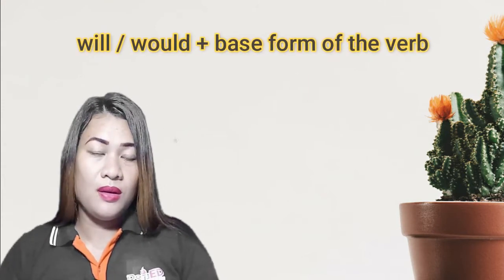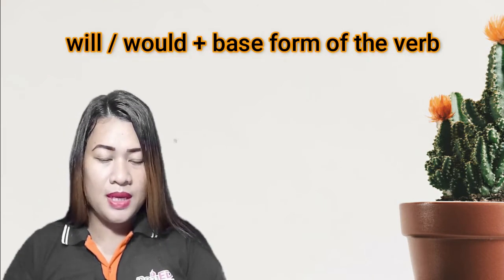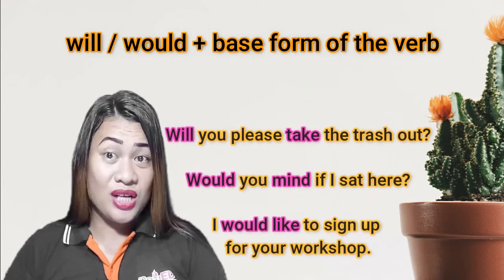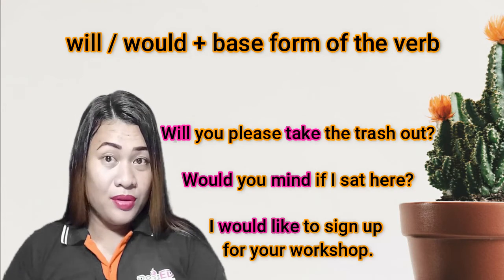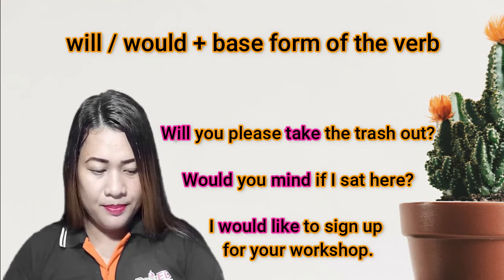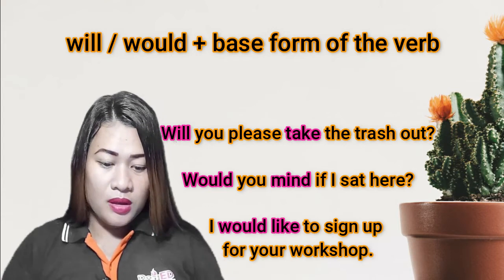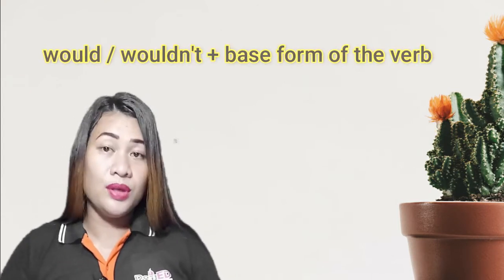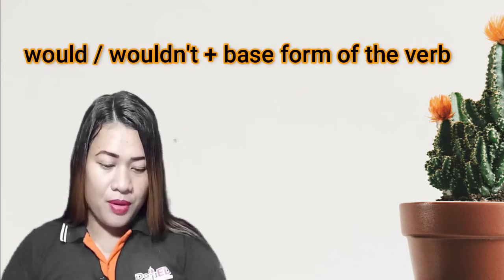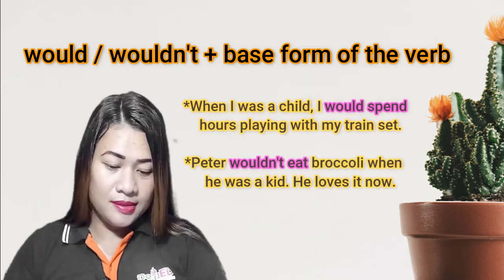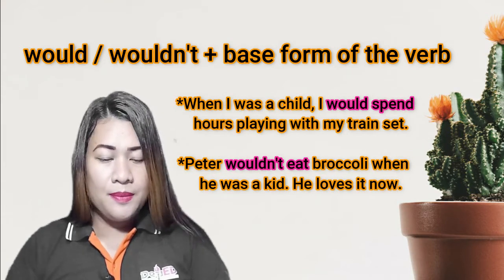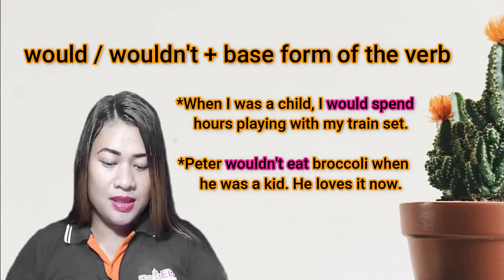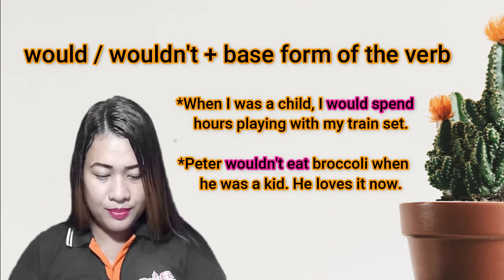In a polite request or statement, you can have this: will or would plus base form of the verb. Example: will you please take the trash out? Would you mind if I sat here? I would like to sign up for your workshop. And if it is a habitual past action, you can use this one: would or wouldn't plus base form of the verb. Example: when I was a child, I would spend hours playing with my train set. Another example is: Peter wouldn't eat broccoli when he was a kid. He loves it now.